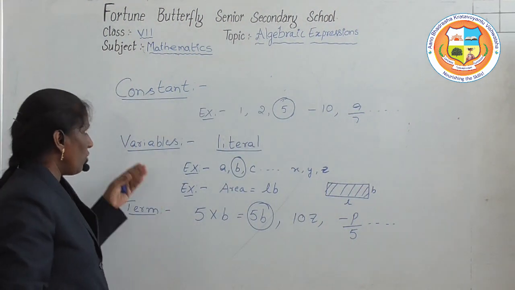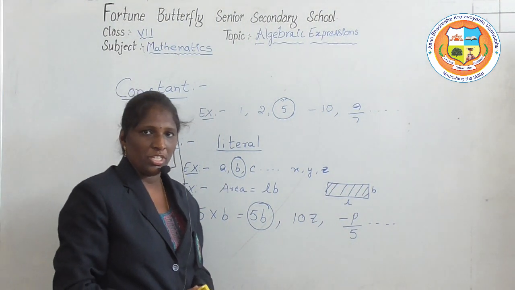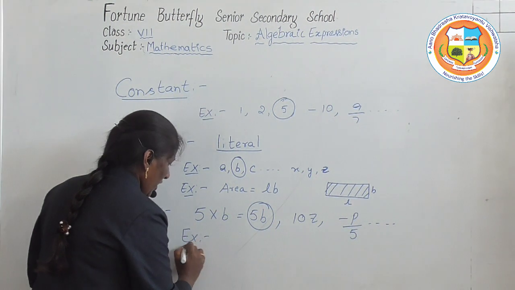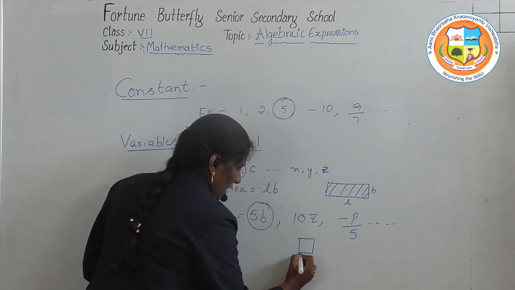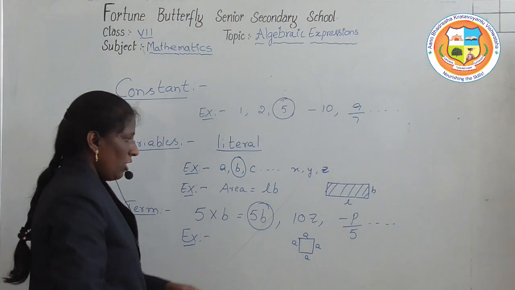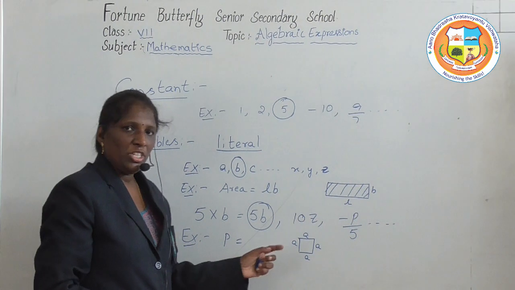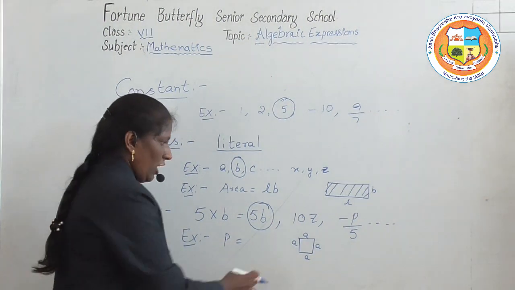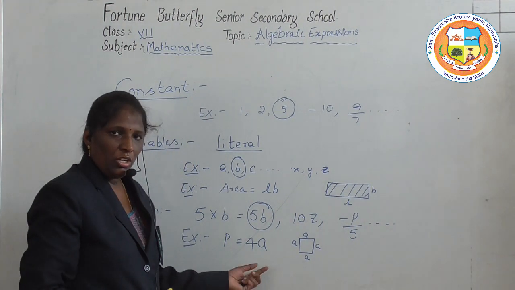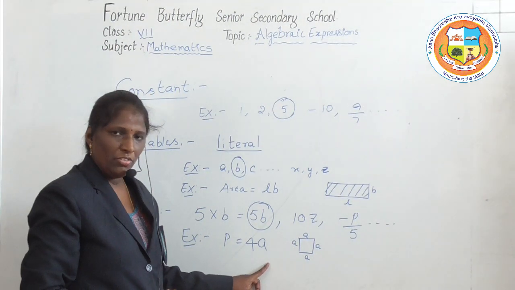Now here, the combination of constants and variables by using the operators multiplication and division is also called a term. One more example. If you take one square, each side of the square is A units. Now the perimeter of the square, represented as P. Perimeter means the sum of all sides. A plus A plus A plus A is equal to 4A. 4A means 4 into A. Now 4A is one term. Here 4 is a constant and A is a variable.